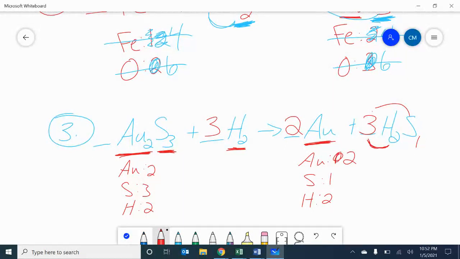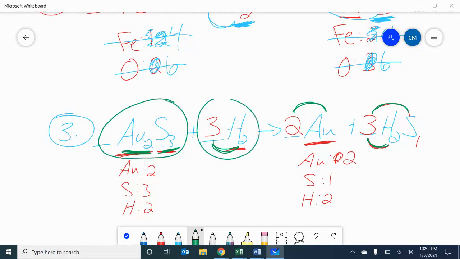I've got 2 Aus. So I double check everything real quick. I've got 2 Aus and I have 2 Aus. So we're balanced. I have 3 S's and I have my 3 S's. I have 6 H's and I have my 6 H's. So I am balanced. All right. There we go. 1, 3, 2, 3. So I'm going to have to put in 1 scoop of this and 3 scoops of this. And what I end up producing are 2 scoops of this and 3 scoops of that.